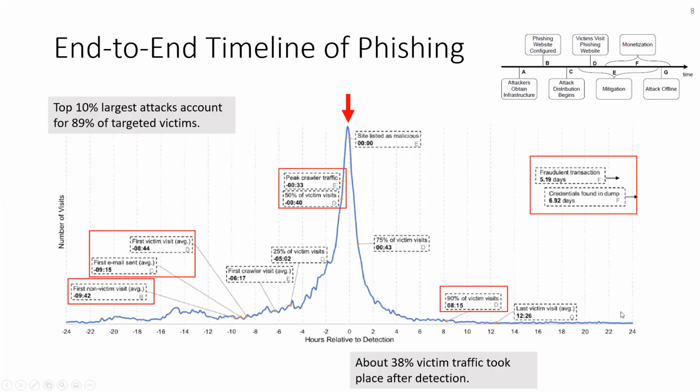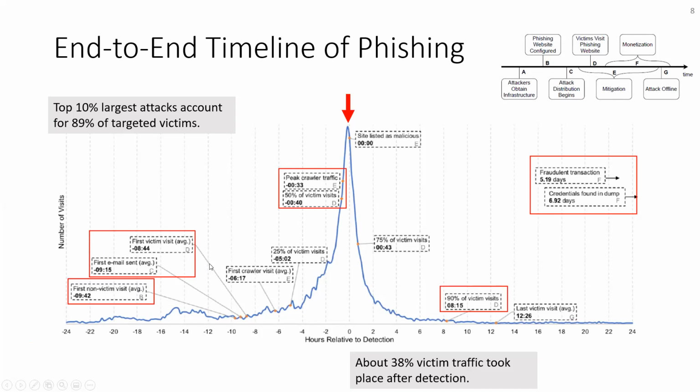Okay, so for the end-to-end timeline of phishing, they plot this graph, where the axis is the number of hours relative to detection. So 0 hour means when it is detected. They found that roughly 9 hours before detection, the first non-victim visit occurs around there, and the first victim visit and the first email sent are roughly around there as well.